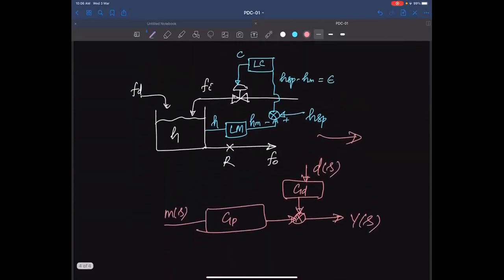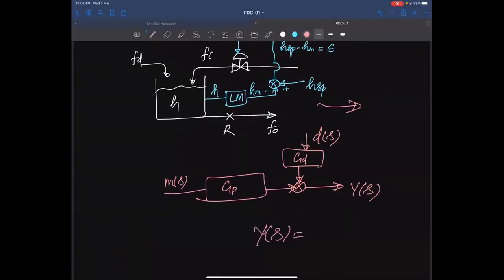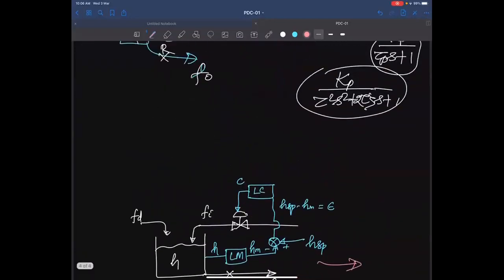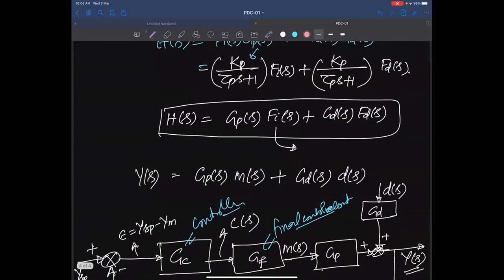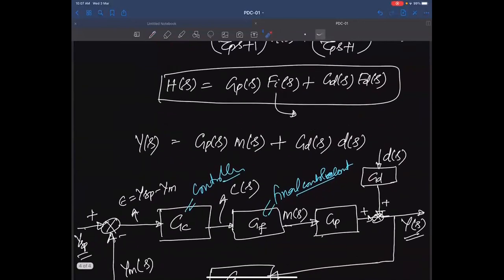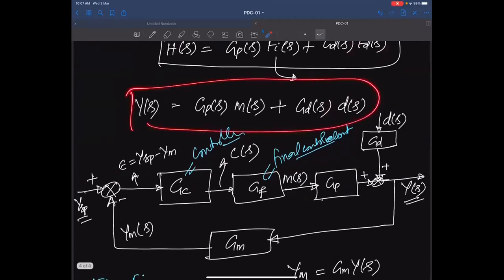Y of s equals Gp into M of s plus Gd into D of s. So in what way is this connected? In the last class itself we said that H of s has a connection between the inflow and the disturbance flow: the inflow multiplied by Gp of s and the disturbance multiplied by Gd of s. So for a general case, instead of H of s we can write Y of s, which is the output variable, and instead of Fi of s we can write a manipulated variable, and Fd we can take as a disturbance variable.